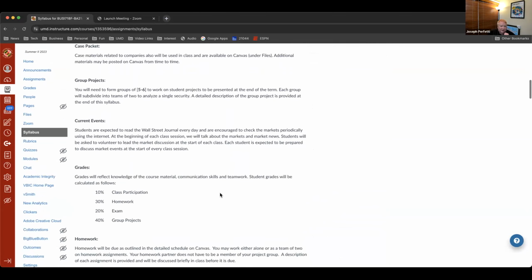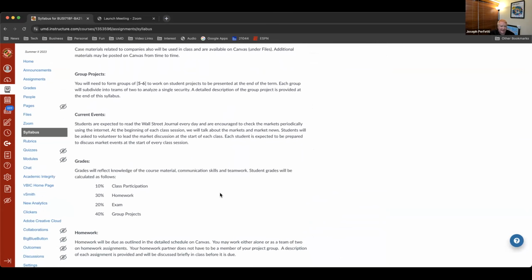So in terms of grading, as I said, it's based on a 100-point scale. 10 points will be class participation, which we'll talk more about in a second. 30% will be homework assignments, which are spread out over 6 weeks, starting next week. And 20% will be an exam, essentially a final exam covering the content of this course, which will be multiple choice and open book.